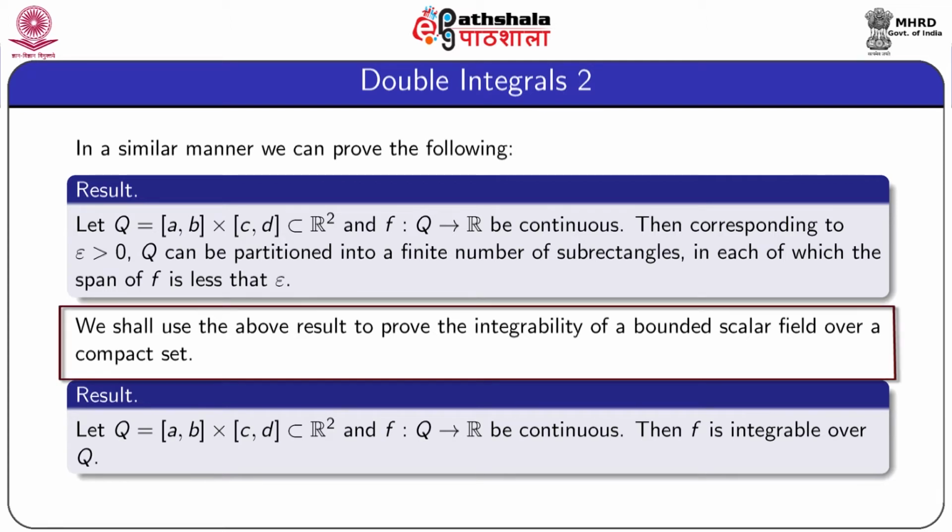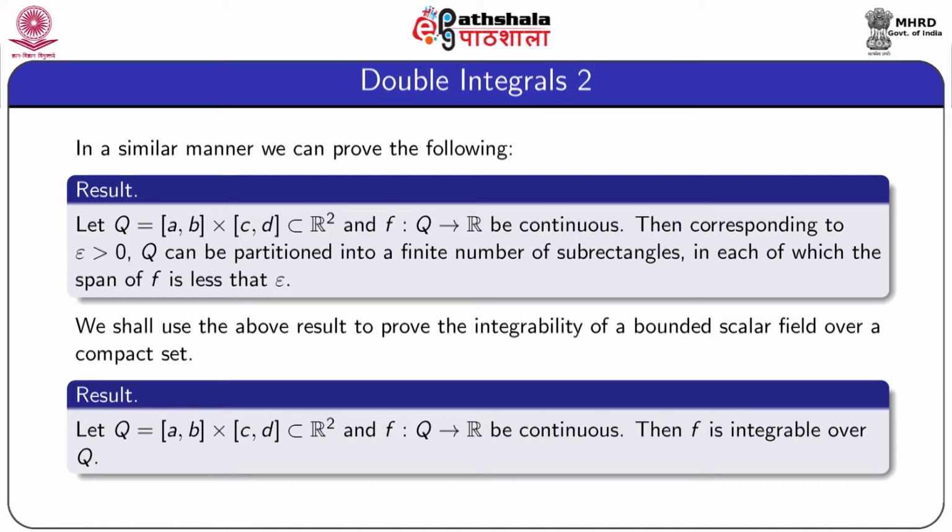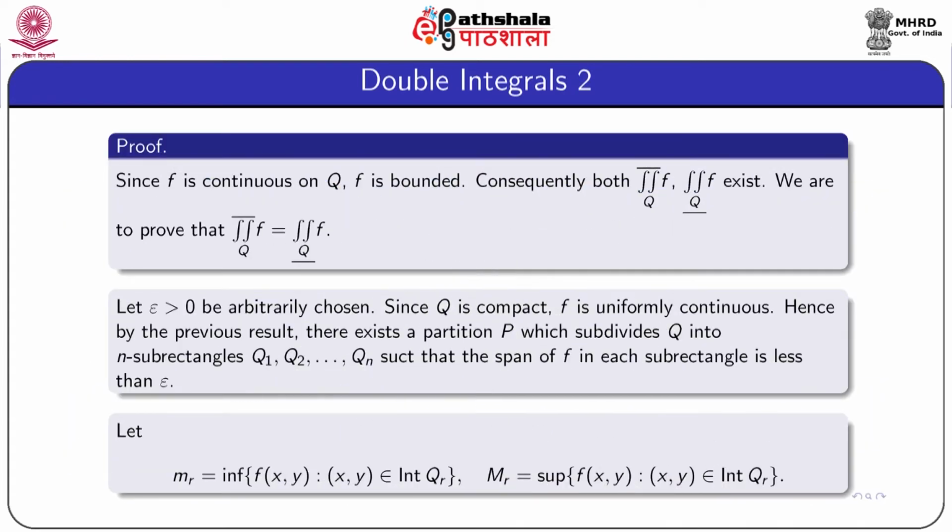We shall use the above result to prove the integrability of a bounded scalar field over a compact set. Let Q equal to [A,B] Cartesian product [C,D] and f from Q to R be continuous, then f is integrable over Q. Since f is continuous on Q, f is bounded. Consequently, both upper and lower integral of f over Q exist. It remains to prove that they are the same.